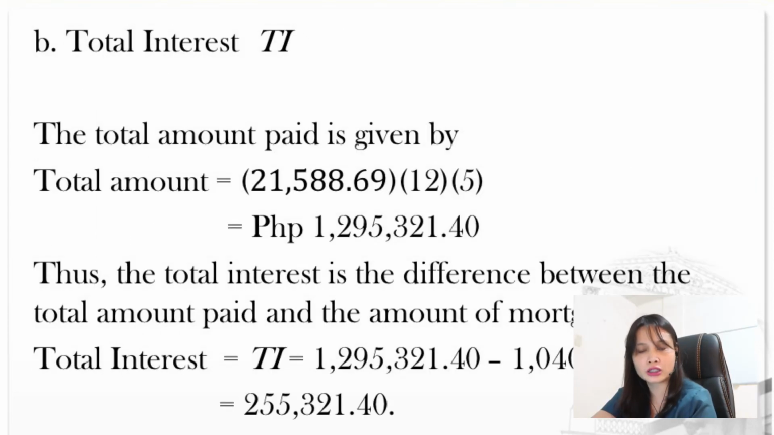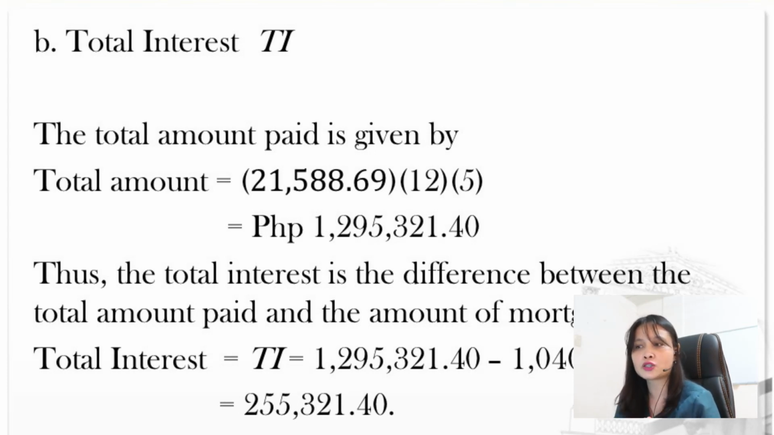For the total interest, first the total amount paid is needed. So you have 21,588.69 multiplied by 12 multiplied by 5. So your total amount will be 1,295,322.40. Thus, the total interest is the difference between the total paid and the total amount of the mortgage.